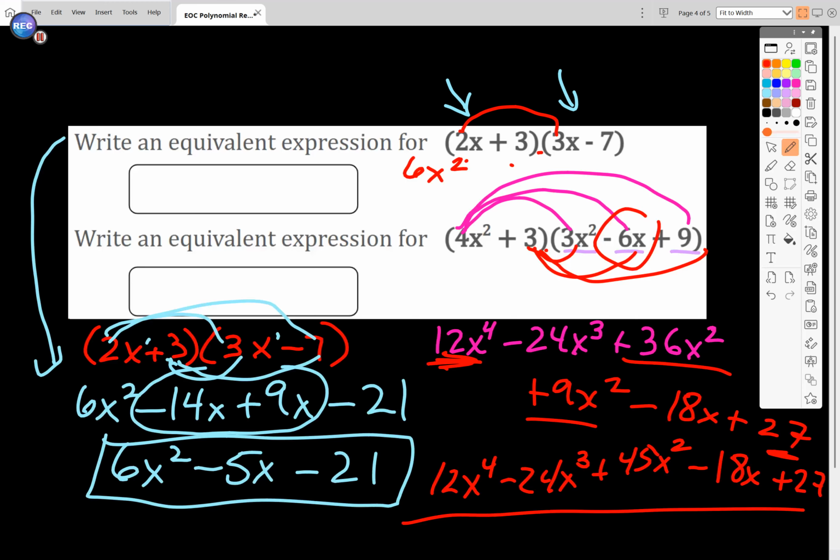So just remember, a binomial multiplied to a trinomial, you're going to get 6 results, and you just combine like terms to get your answer. Over here, you're going to get 2 results for each, which is 4, and the like terms in the middle must be combined, always.